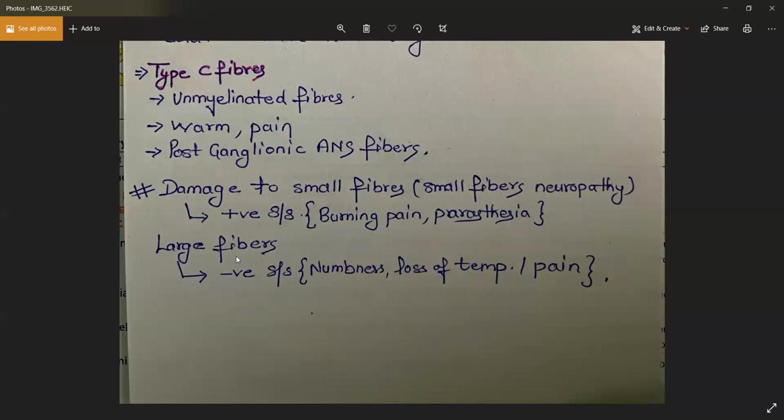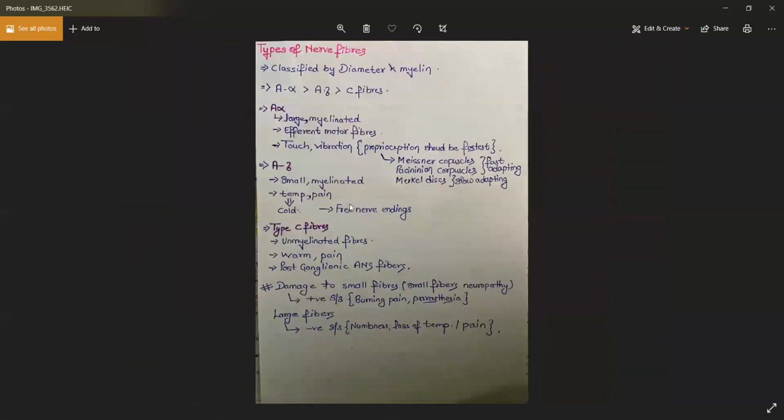Yes. So next time, whenever you hear neuropathy and the patient is having pain, you will immediately know that this pain is because of the small fiber damage. Any doubt on this page? No, thank you.